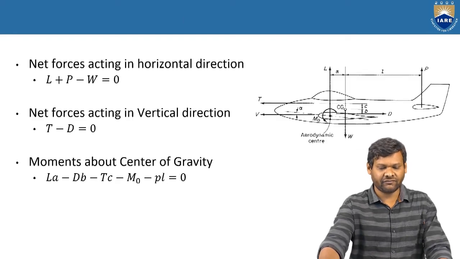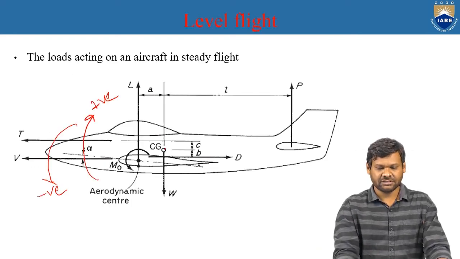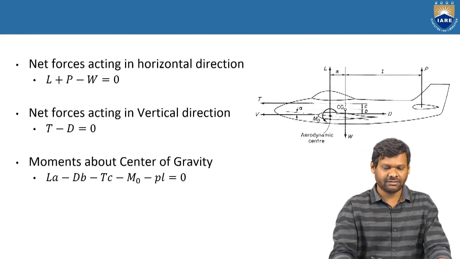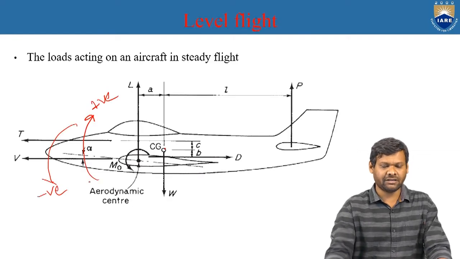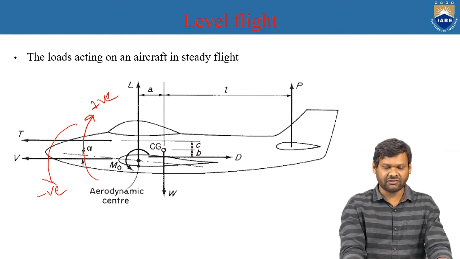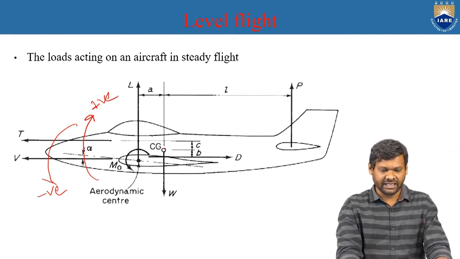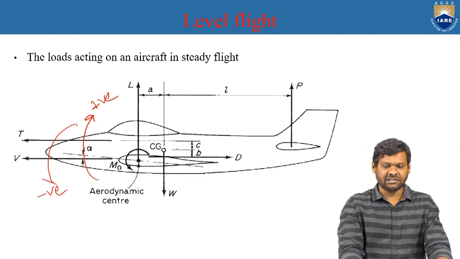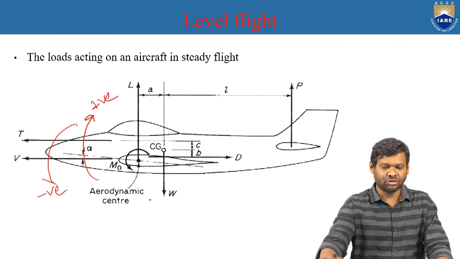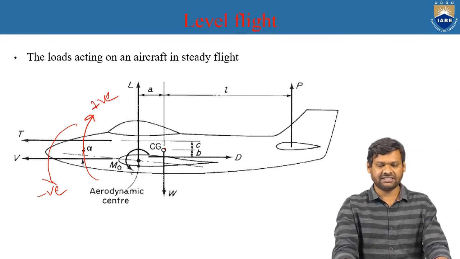And the next force we have is the drag force, which is nose down position. And the distance between the drag and the center of gravity is B. So we have dB. And now we concentrate on the thrust T. The distance between the thrust line and the center of gravity is C. Since it is a nose down position, we are taking it as negative and it is T into C. That is what we get. And M naught is a nose down position. That is the reason we have taken it as negative.